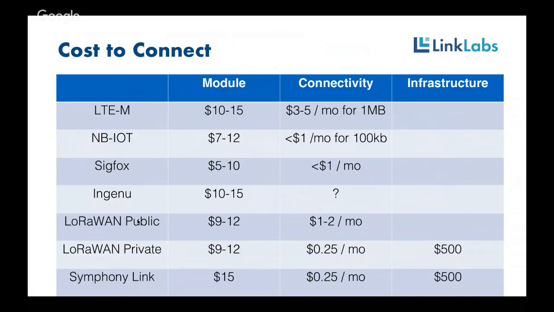And then at the bottom, I've got two private network options, which is you buy the infrastructure, you deploy it, you connect your nodes to it. This is LoRaWAN private, and Symphony Link, our product. Our modules are a little bit more costly. They're a lot more complex to handle the protocol. But from a connectivity and infrastructure side, you'll see which particular use cases using a technology like this you can come out ahead on cost. How are we doing on questions?